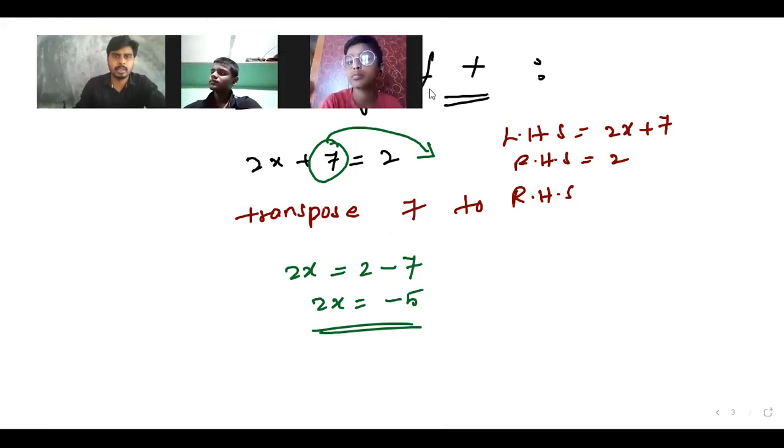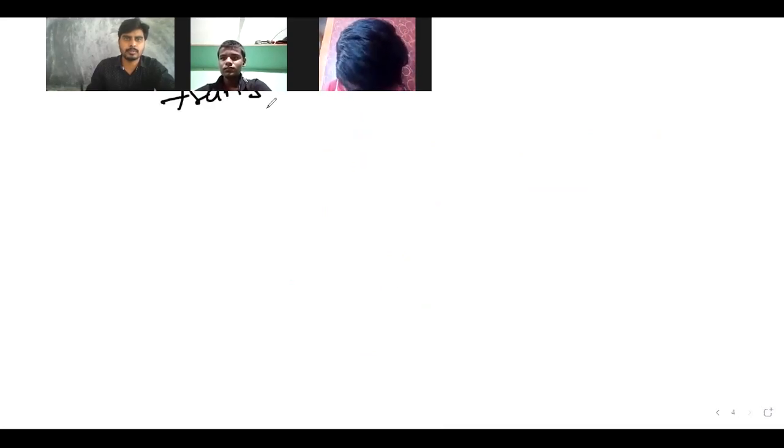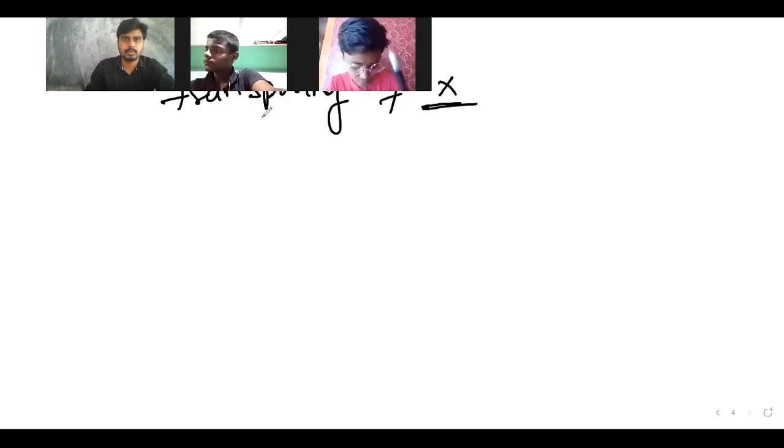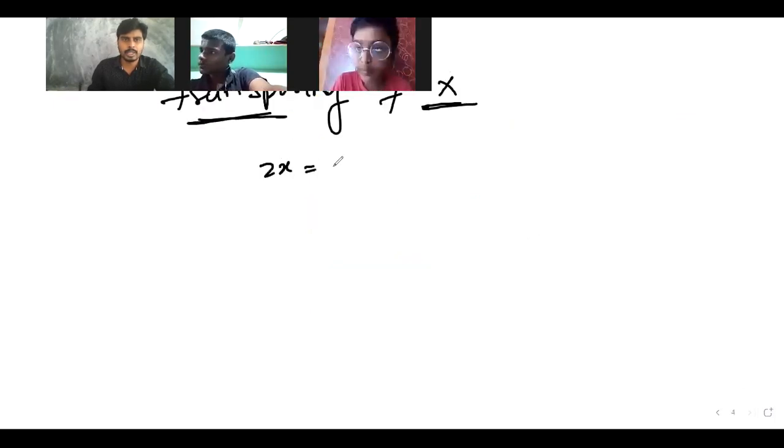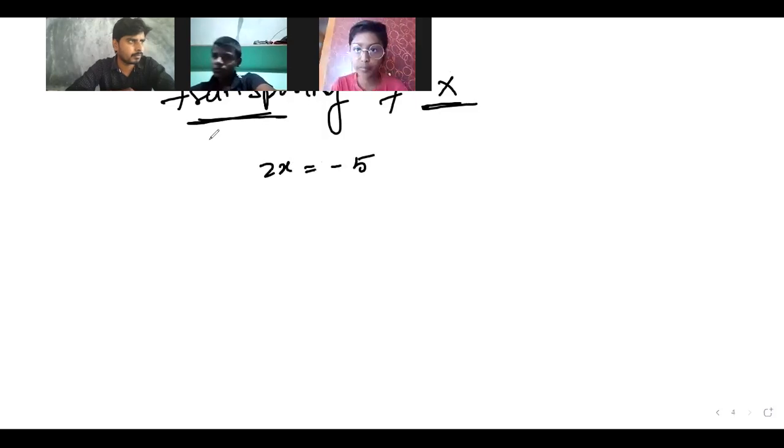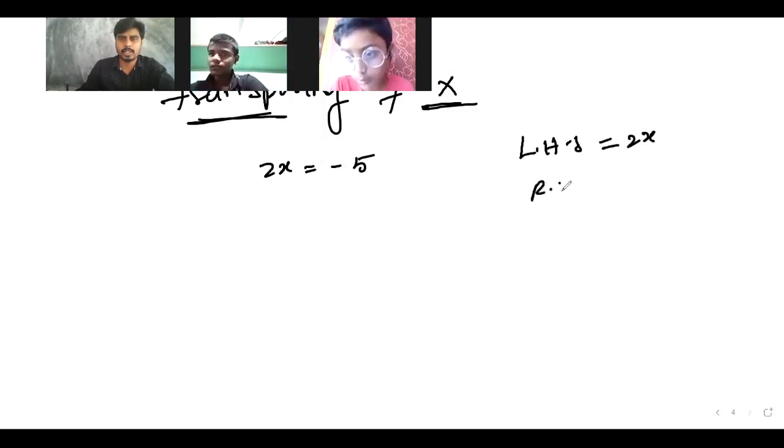Next, see, transposing of multiplication. I'm continuing this problem only. See what we have: 2x is equals to minus 5. Look at 2x. LHS is now 2x. RHS is minus 5.